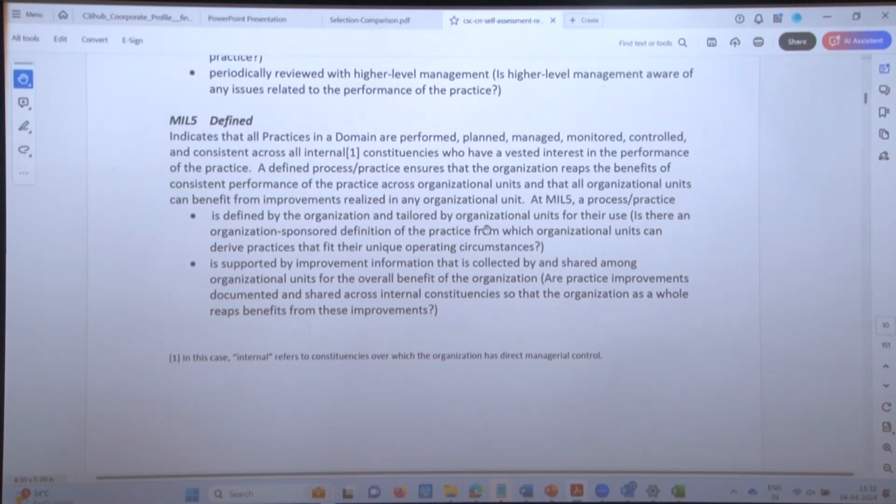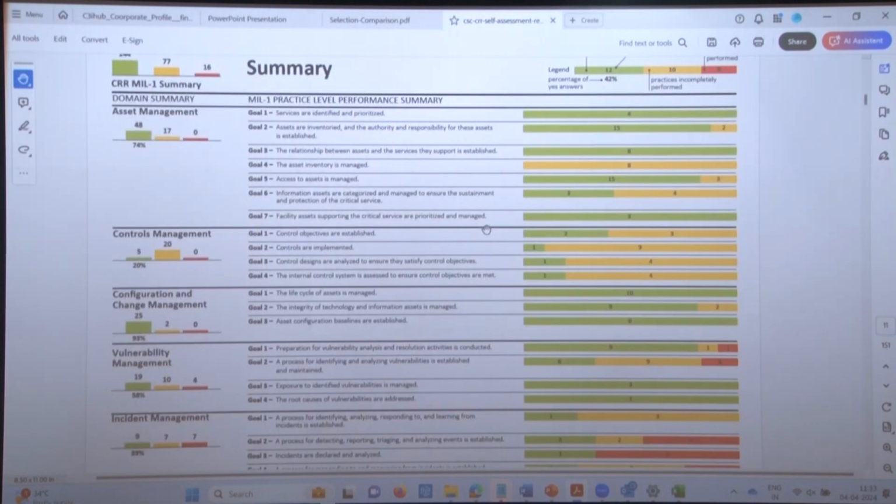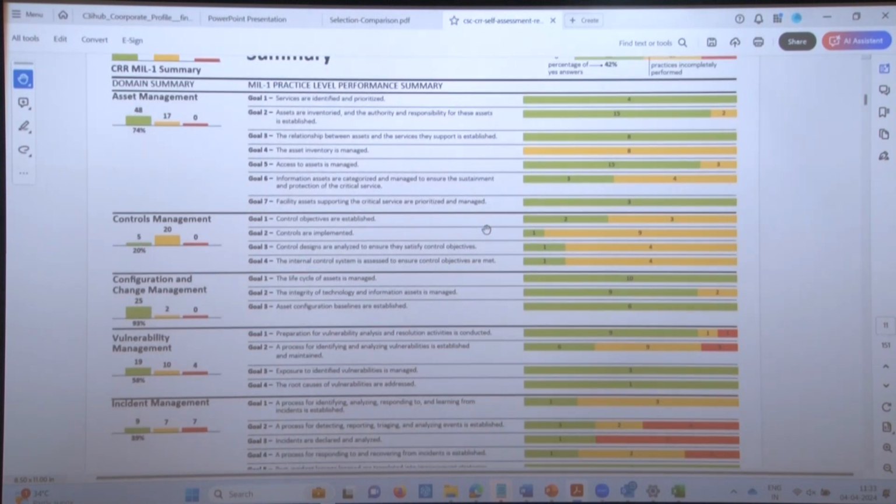Now this is how the CRR, or this is how the US RMM, the resiliency maturity model, defines maturity. If you read another maturity model like C2M2, it's different. They are not necessarily defined exactly in the same way, but usually they have a progression of different maturity levels. So now let's look at the actual thing that we went through last year.